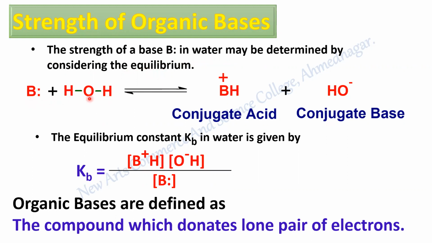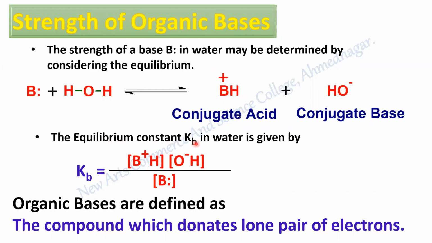So, the base reacts with water. It abstracts a proton from water and forms a conjugate acid, and OH minus is the conjugate base. Now we have to talk about the basicity with regard to this conjugate acid. In previous videos, we talked about the conjugate base. Whenever we want to talk about acidity, we have to focus on the conjugate base. Now, as we are talking about the strength of organic bases, we are going to focus on the conjugate acid.